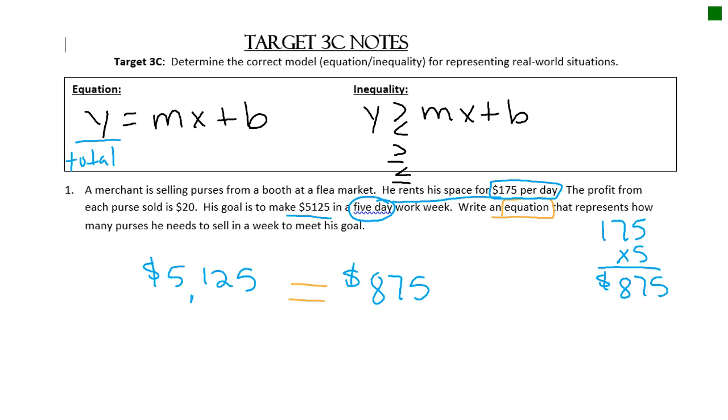Also, they tell you the profit from each purse is $20. Remember, the profit is the money that you gain that you want to keep. So 875 is the expenses, but the profit is money that you want to keep. So you're going to have to subtract $20 per purse. You don't know how many purses yet, so x equals purses. You have to label all variables. And we wrote our equation and we're done. We don't have to solve it. All you have to do is write the equation. Can you guys try number 2, please?